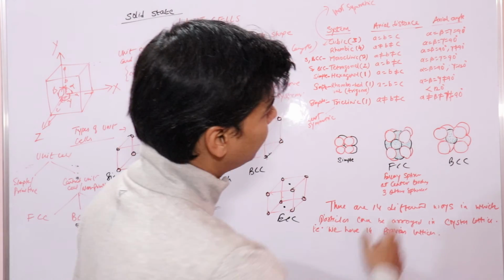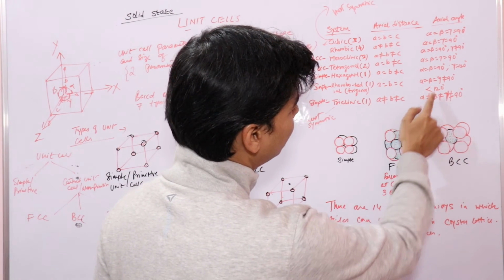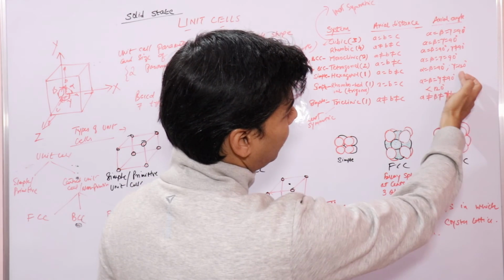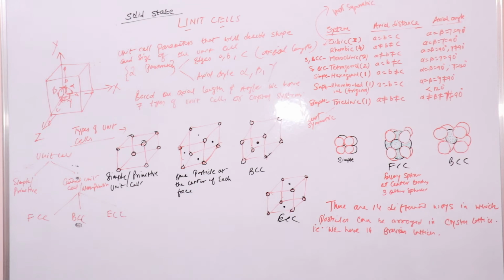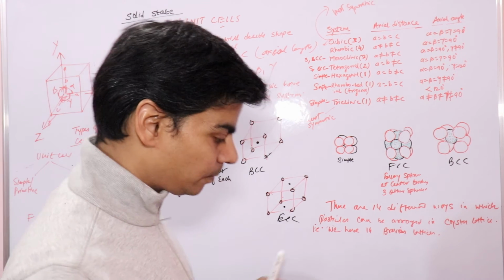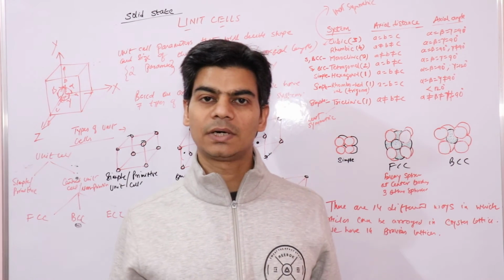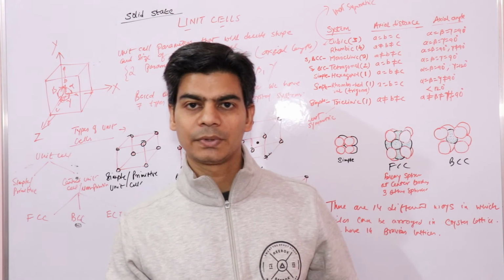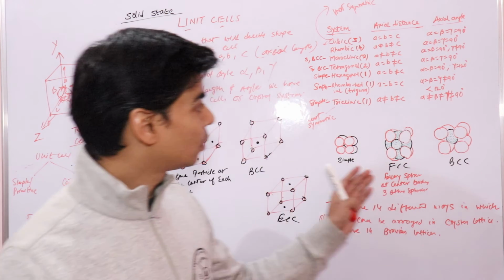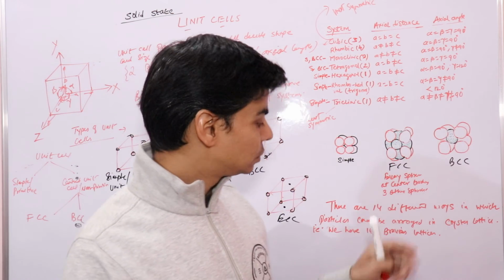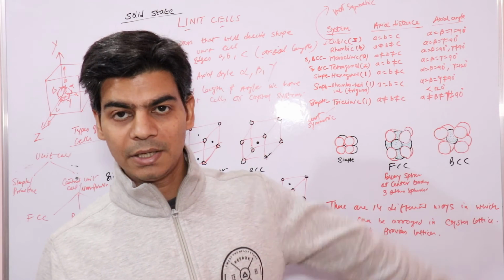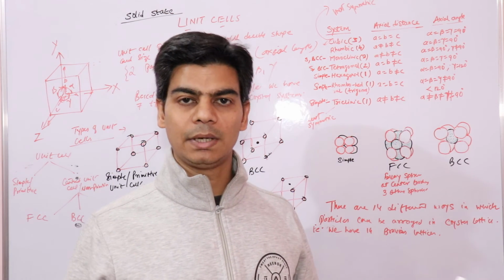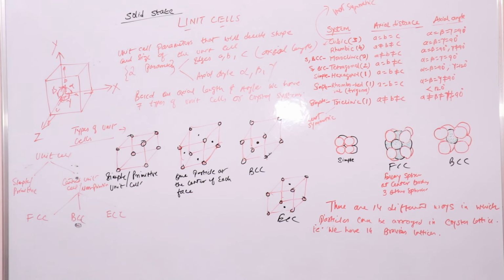Just remember that, and remember all these angles, like in rhombohedral we have one angle which is less than 120 and gamma is 120. Just remember all these things. So these are 14 different crystal lattices given by Bravais, based on his observations on all these geometries. That is why we call them Bravais lattices, which are the 14 different ways in which particles can be arranged in 3 dimensions.